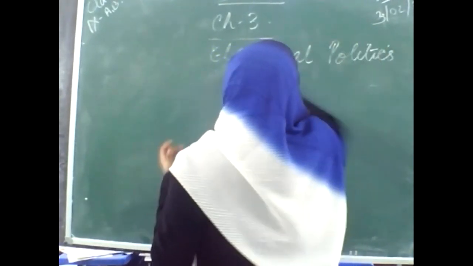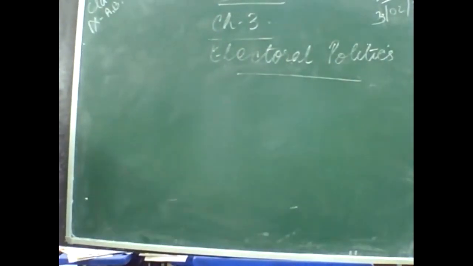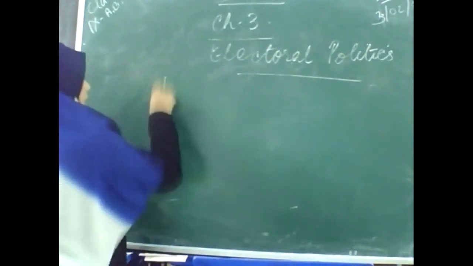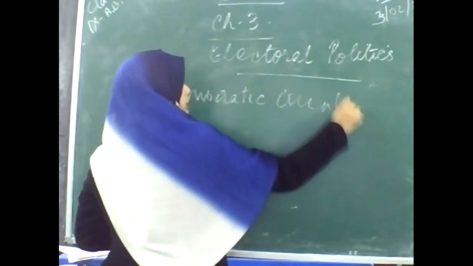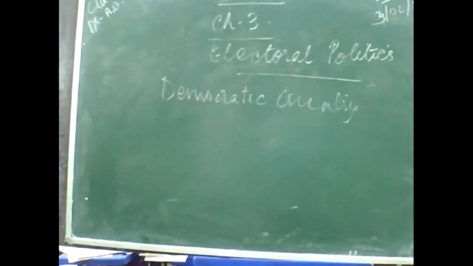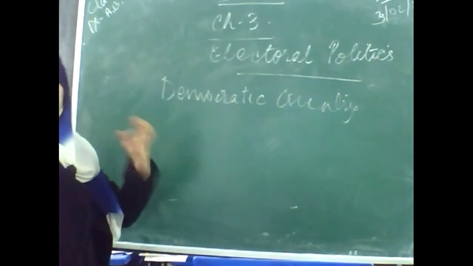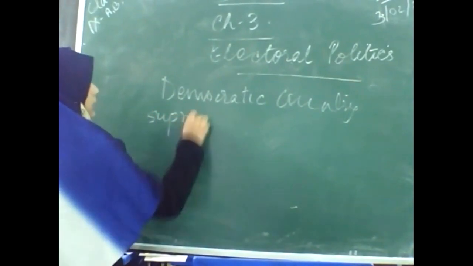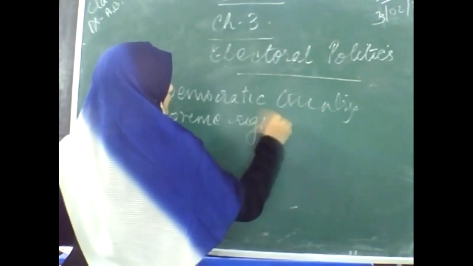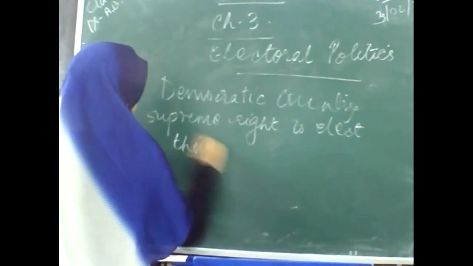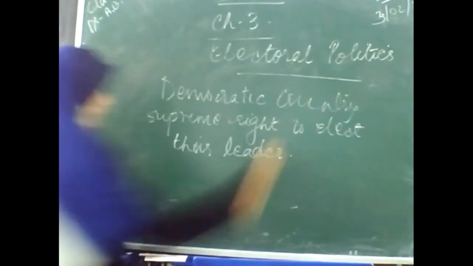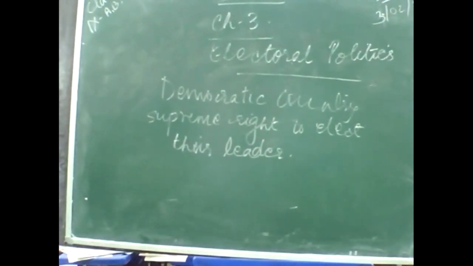Now, in the chapter, if I summarize the whole chapter, we have discussed the elections. Why elections? Because India is a democratic country. When a country follows a democratic type of government, it means people of that country have the supreme right to elect their leader. Is it true? Yes. They have the supreme right to elect their leader.